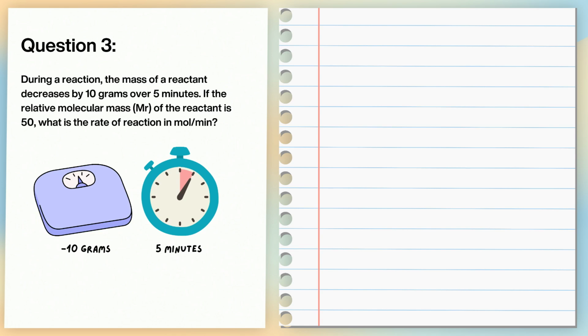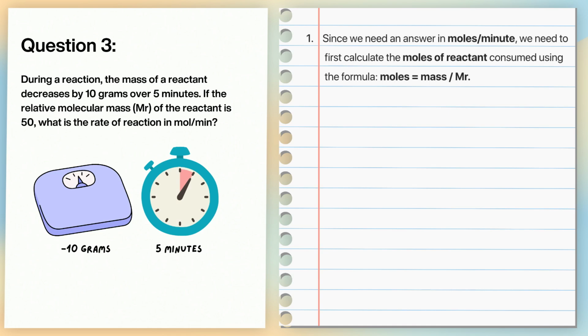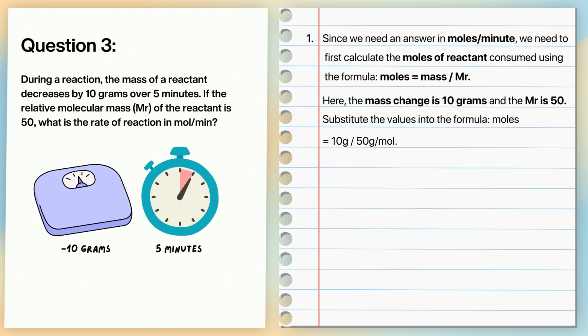Now, let's go through the answer. Since we need an answer in moles per minute, we need to first calculate the moles of reactant consumed using the formula. Moles equals mass over mR. Here, the mass change is 10 grams and the relative molecular mass is 50. Then substitute the values into the formula. The moles of reactant are equal to 10 grams divided by 50 grams per mole. This gives 0.2 moles of reactant consumed.